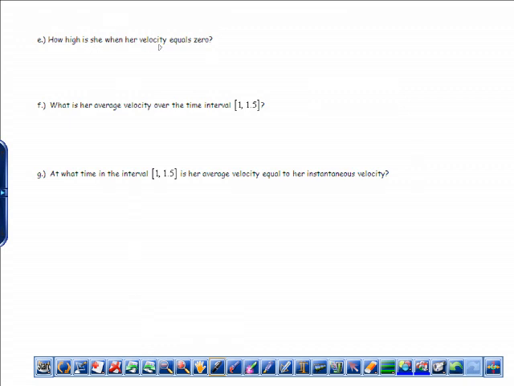E says, how high is she when her velocity equals 0? Well, we know her velocity equals 0 at t equals 0.5 seconds. When they're asking how high, though, they're not asking about her velocity, okay? They're asking about her position. So you need to go back to the original function and find s of 0.5.